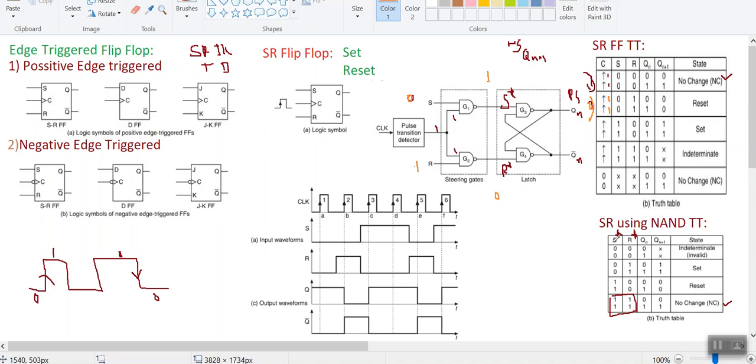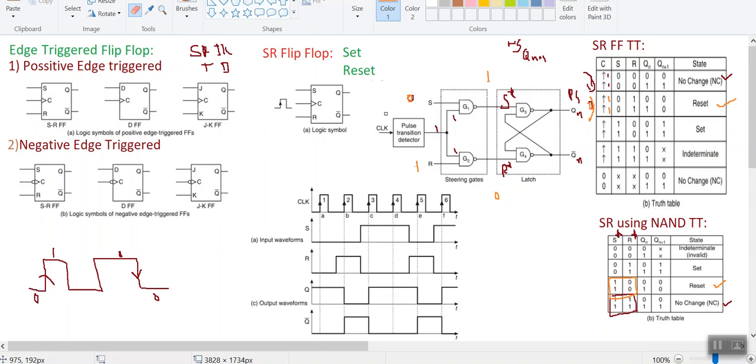Now S star is 1 and R star is 0. So let us look at this here: S star is 1, R star is equal to 0. What output are you getting? A reset state is occurring. Therefore, the next state of this SR flip-flop will always be a reset state. This is case 2.